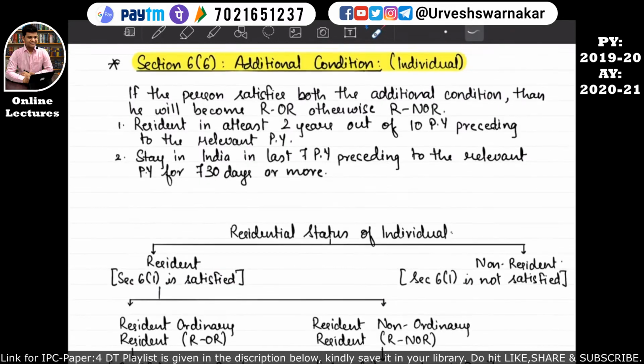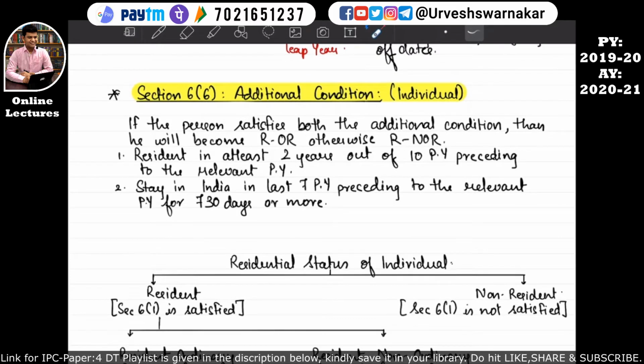Okay, so how to identify whether a resident is a resident ordinary resident or a resident non-ordinary resident? If a person satisfies both the additional conditions, then he will become resident ordinary resident. ROR means resident ordinary resident, otherwise resident non-ordinary resident. Resident in at least 2 years out of 10 previous years preceding the relevant previous year, and stay in India in the last 7 previous years preceding the relevant previous year for 730 days or more. Okay, so what does this mean? What does this section mean?